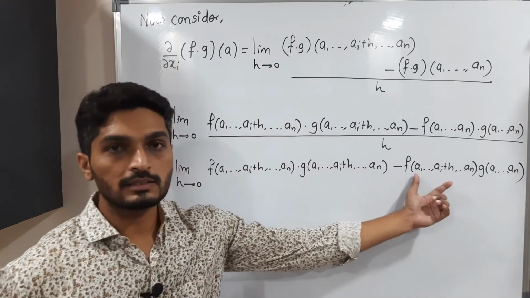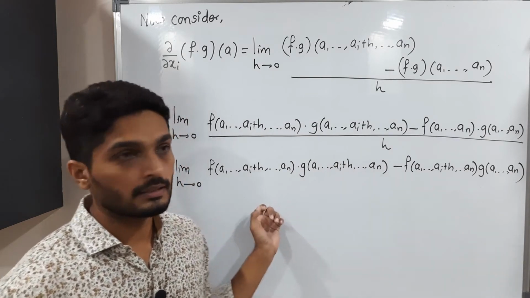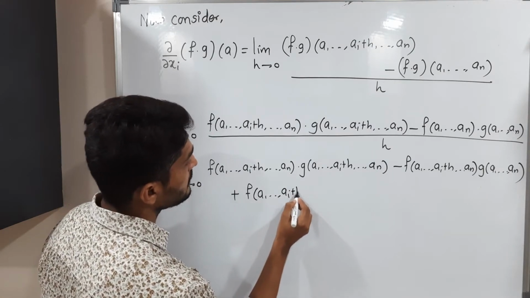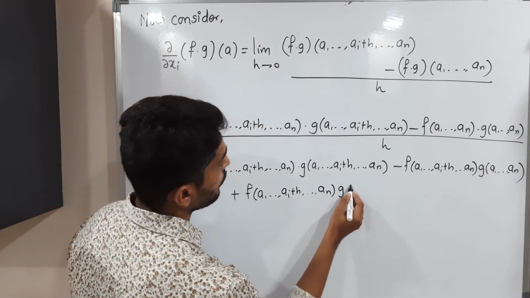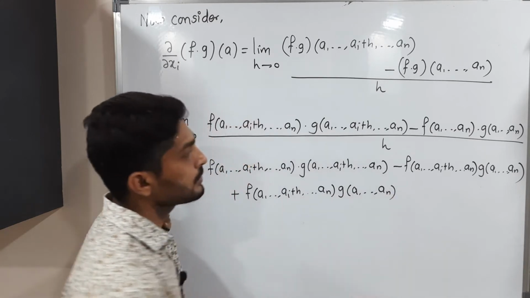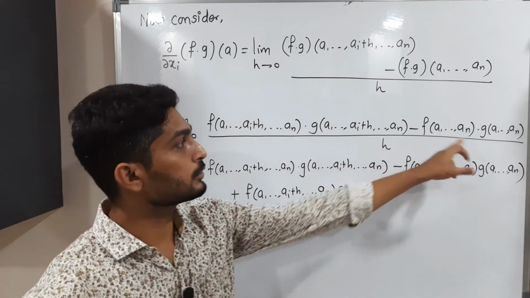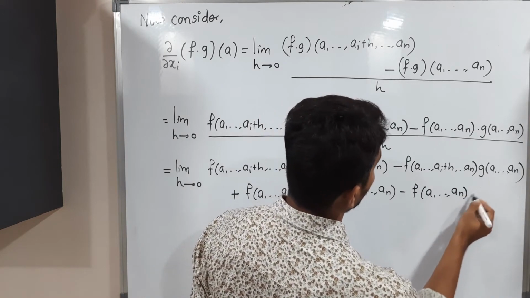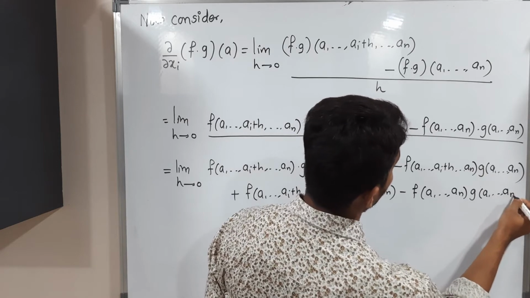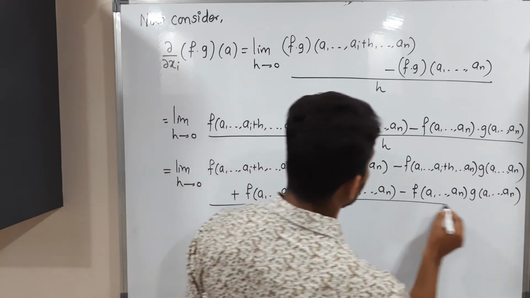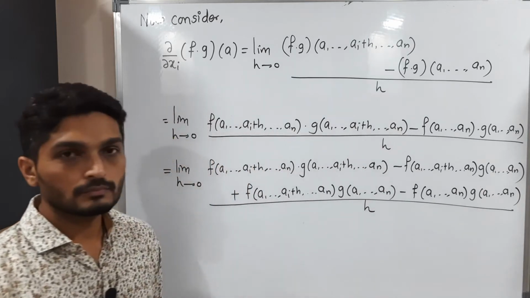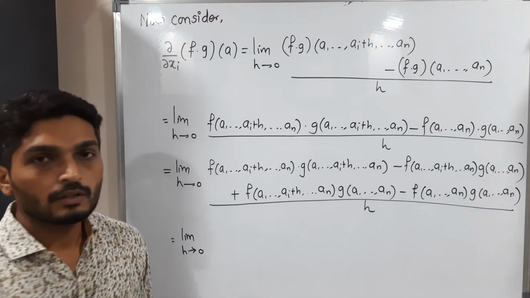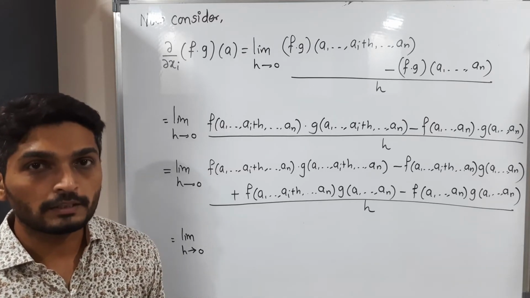See, I have adjusted this term. I have subtracted, so I should add it here: plus f of a1 and so on, ai plus h and so on n, g of a1, a2 and so on n. So the same term I subtracted, I added. After that, I continue with the last term, minus f of a1, a2 and so on n into g of a1, a2 and so on n, whole divided by h. This is equal to limit h tends to 0. Can you tell me what we can take common from the numerator?